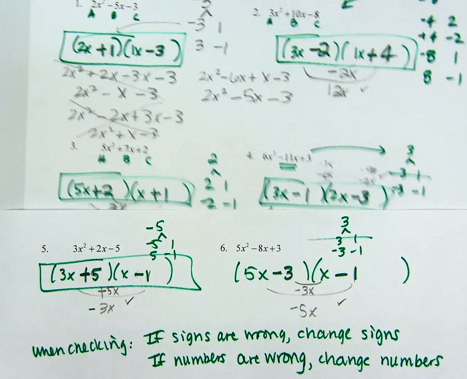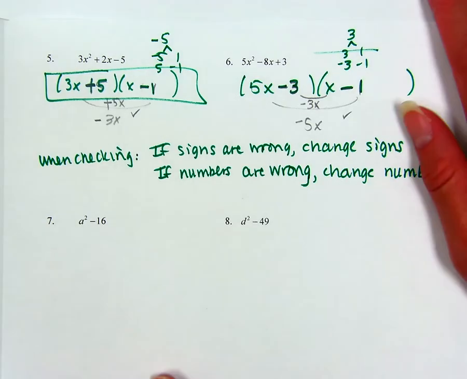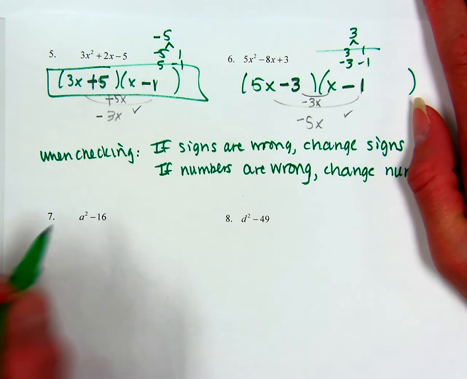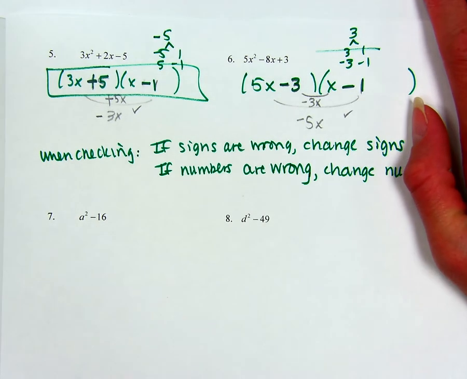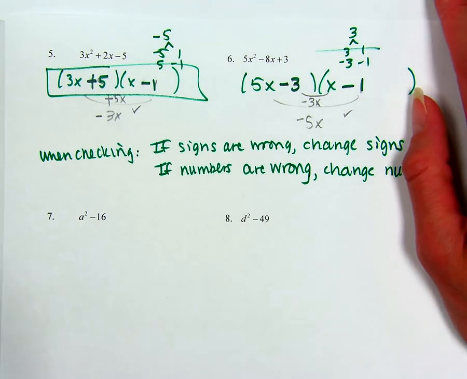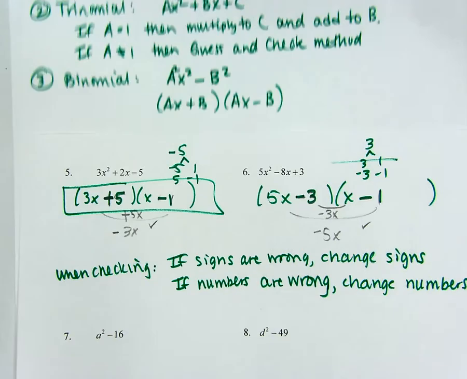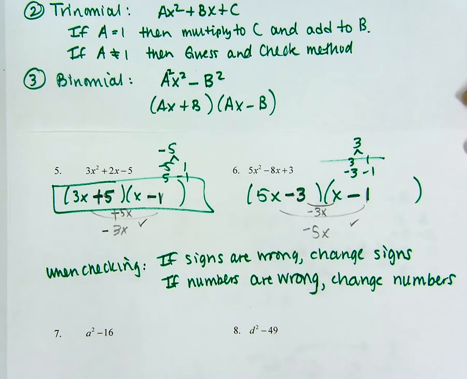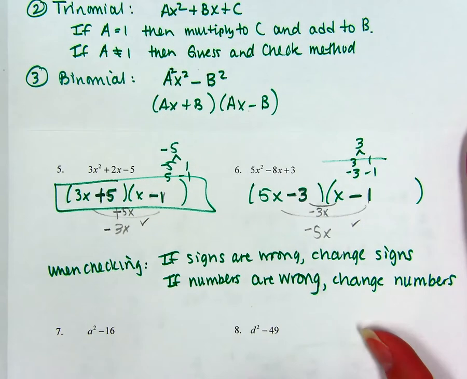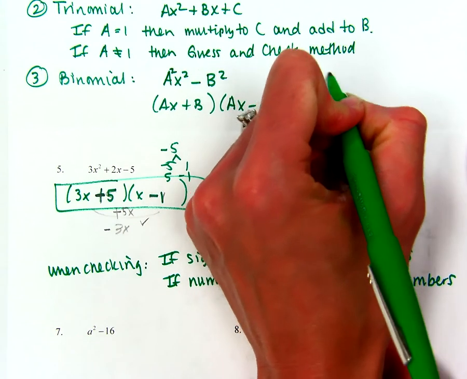All right, last type of problem for today. Remember, we're always looking for a GCF, but there's no coefficients in front of these, so we don't have to worry about a GCF for today. But this is the other type of problem, which is a binomial. So what happens when you have a binomial? This is called the difference of two perfect squares.